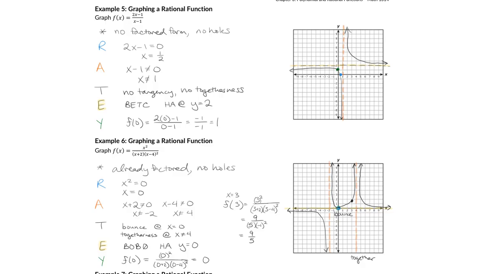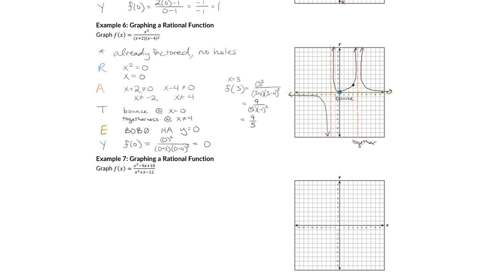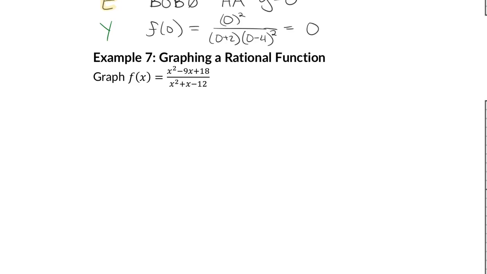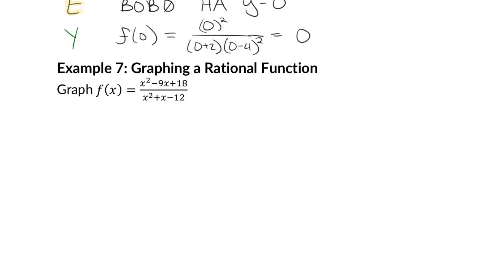Can we try another? Fabulous. Oh no. Is this one factored? No. So what do we have to do? Factor it first. We need to know what the factored form of this rational function is. But we know how to factor. What are the numbers that multiply to 18 and add to negative 9? 6 and 3. Let's make them both negative.